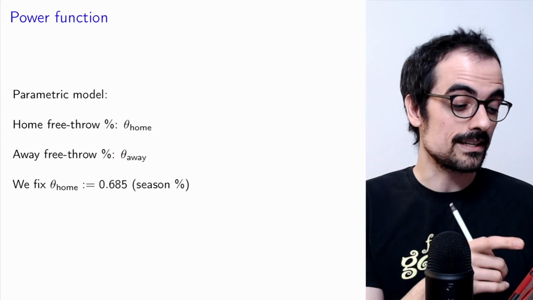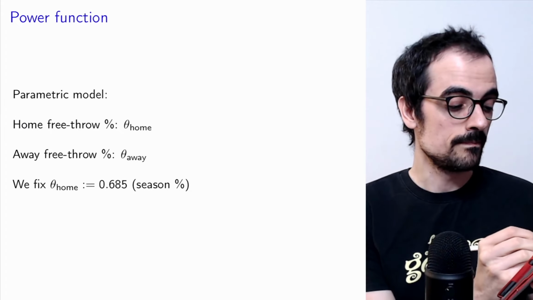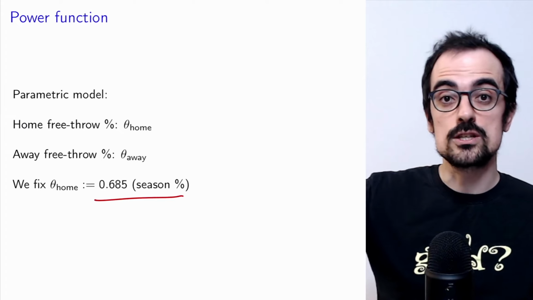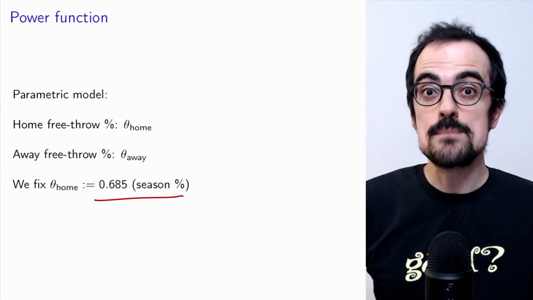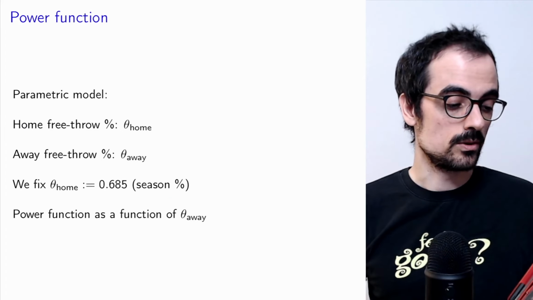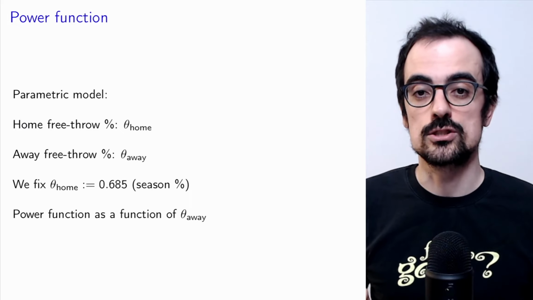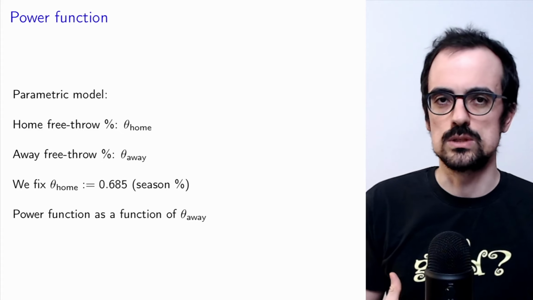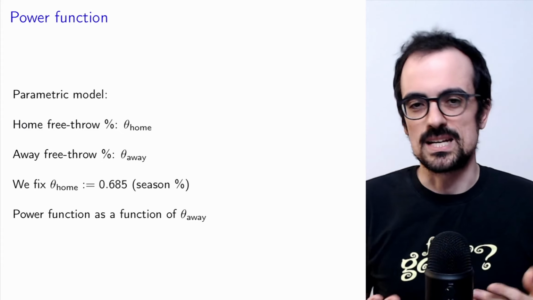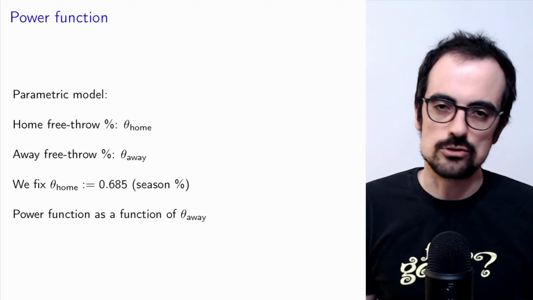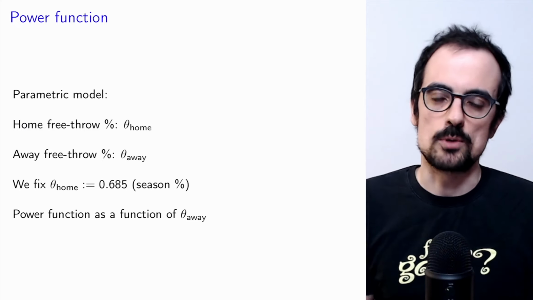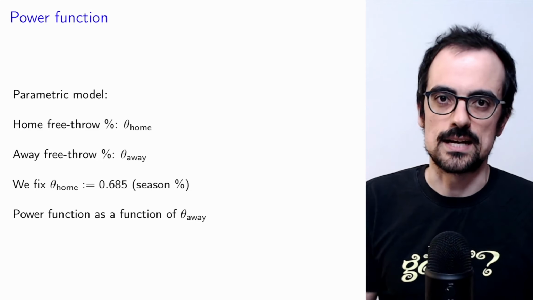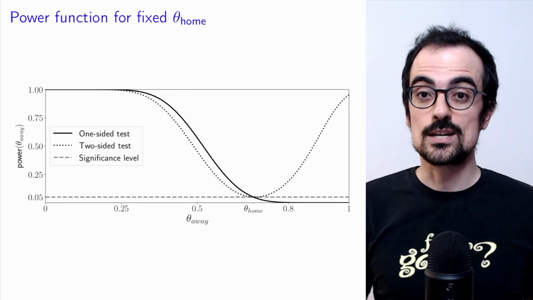to do is fix the home percentage to be the season percentage of Giannis Antetokounmpo, and we're going to see how the power function changes as the away percentage changes. Okay, we're going to show you the power function as a function of theta away. I'm not going to show you the whole derivation because it's very similar to the die example and not super interesting, but we also find a rejection region, and then we just compute the probability that for other values of theta, in particular theta away, we reject the null hypothesis. So let's take a look at the results.